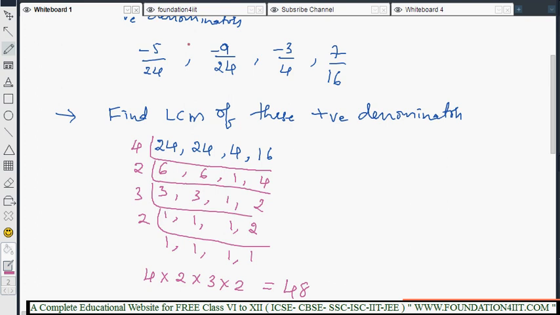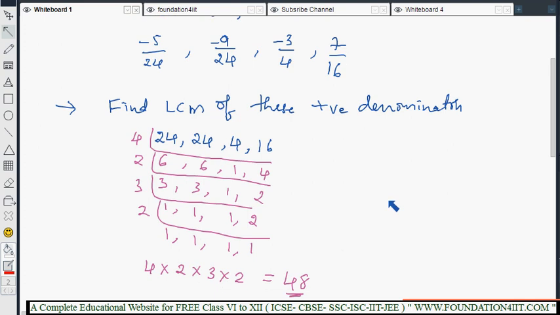Now these are the rational numbers. We finally got the LCM as 48. So step 2 is to find the LCM of these positive denominators, and we found it is 48. Now express each of the rational numbers from step 1 as equivalent rational numbers.